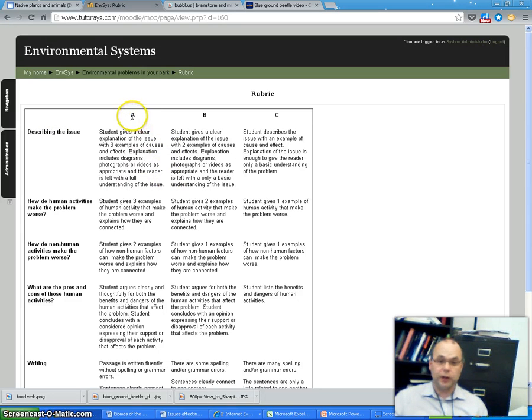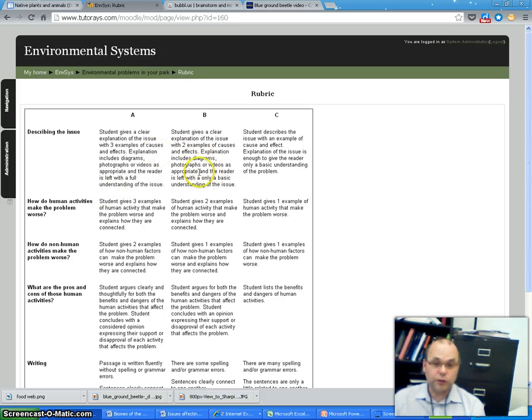So if you're going for an A grade, you're going to give a clear explanation of the issue with 3 examples of causes and effects. And you're going to include diagrams, photographs, and videos as appropriate. And by the time the reader is finished, they'll have a full understanding of the issue. It could be another reader. It could be someone that doesn't know as much about it as you. So you have to explain it well.